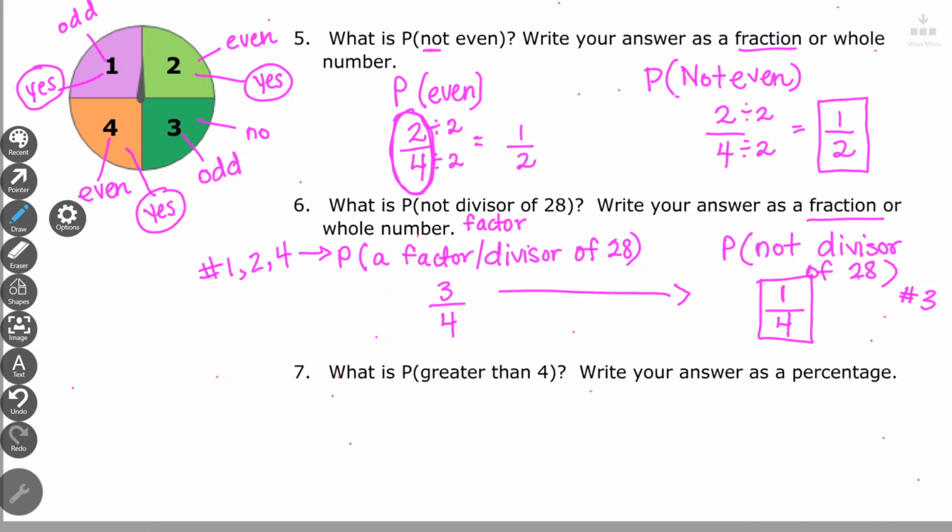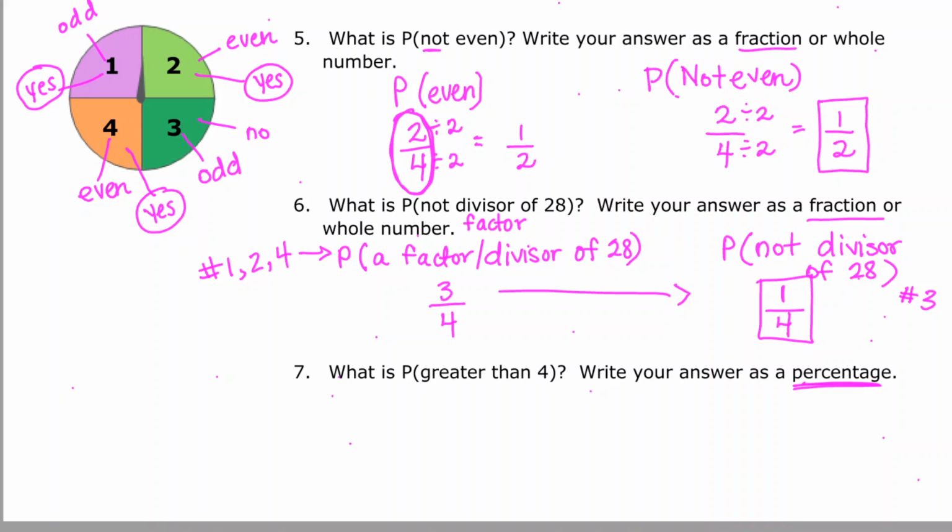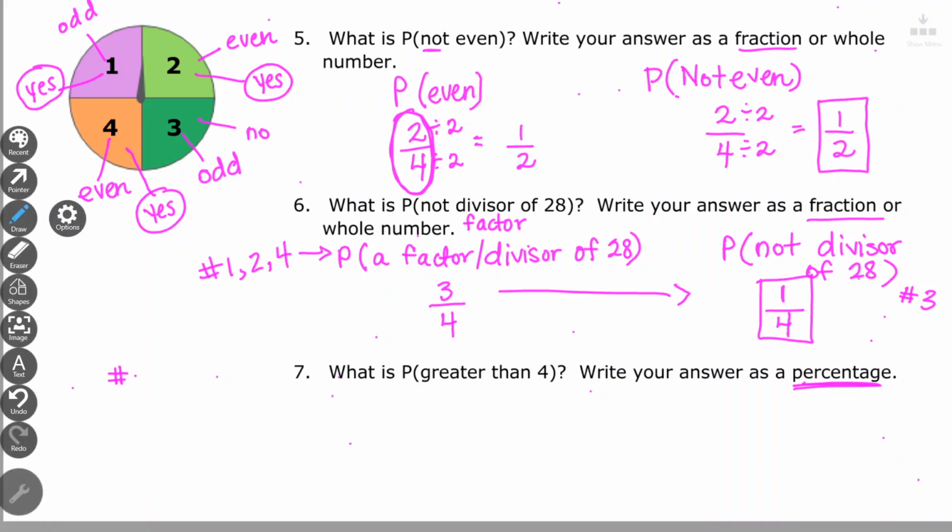All right, number 7. What is the probability of spinning a number greater than 4? Write your answer as a percentage. Okay, so this is changing on us, so we've got to remember that. Now, what is the probability of spinning the spinner and getting a number greater than 4? All right, so let's look at all the numbers. Is 1 greater than 4? No. Is the number 2 greater than 4? No. Is the number 3 greater than 4? No. Is the number 4 greater than 4? No, it is equal to 4.